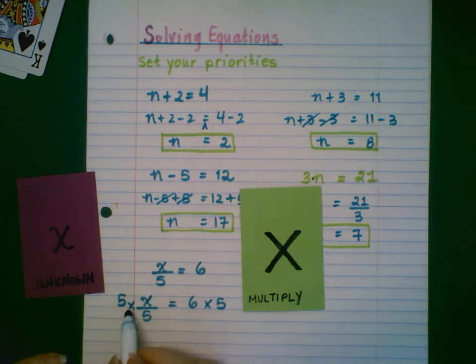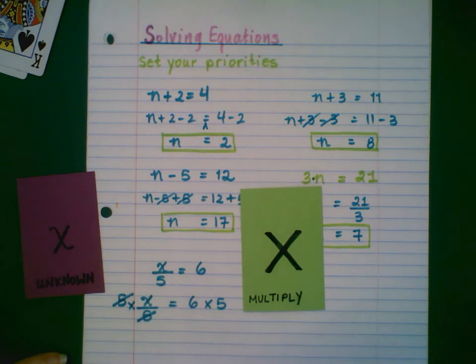So 5 divided by 5 eliminates the 5's on the left. I'm just left with my x. And then I've got 6 times 5 on the right, which is 30.